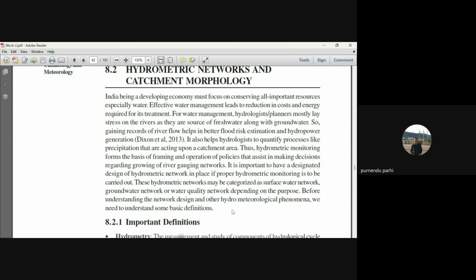It also helps hydrologists to quantify processes like precipitation that are acting upon the catchment area. Thus, hydrometric monitoring forms the basis of the framing and operation of policies that assist in making decisions regarding the growth of the river gauging network. It is important to have a designated design of hydrometric network in place if proper hydrometric monitoring is to be carried out.